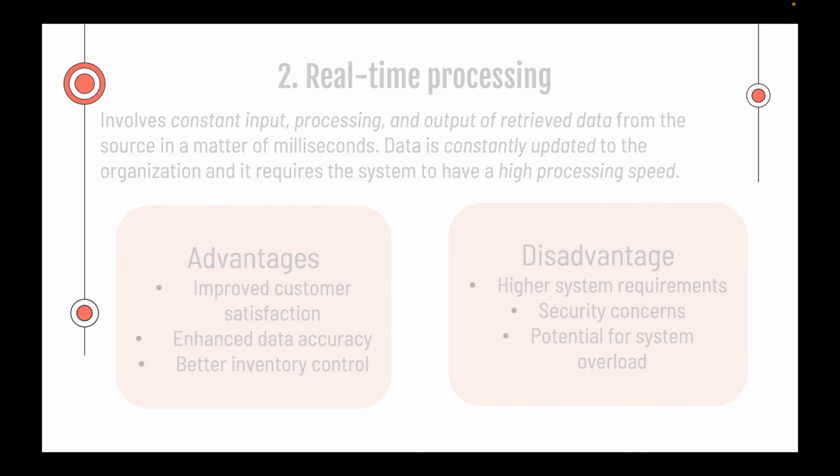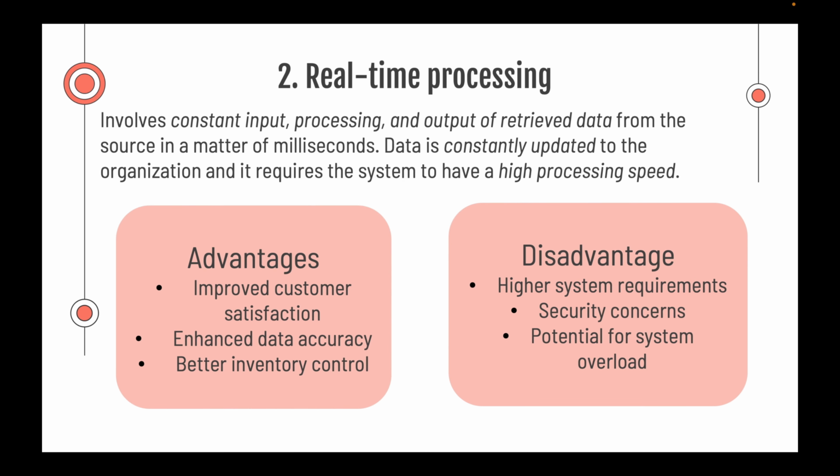And the second type of TPS is real-time processing. Real-time data processing, on the other hand, involves constant input, processing, and output of the retrieved data from the source in a matter of milliseconds. This basically means that the data is constantly updated to the organization, and it requires the system to have a high processing speed in order to meet the needs of potential customer inquiries.